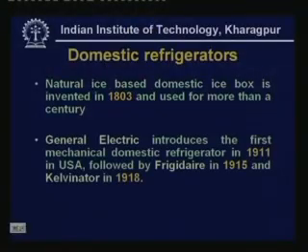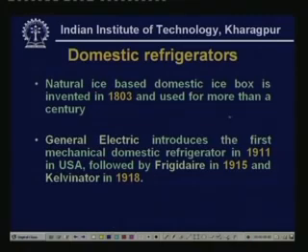Now let us look at development of domestic refrigerators. As you know very well, a domestic refrigerator is used for storing food products in houses, and everybody must have seen a domestic refrigerator. The early domestic refrigerator used to be called an ice box. What you have here is an insulated box, and ice is stored at the top.